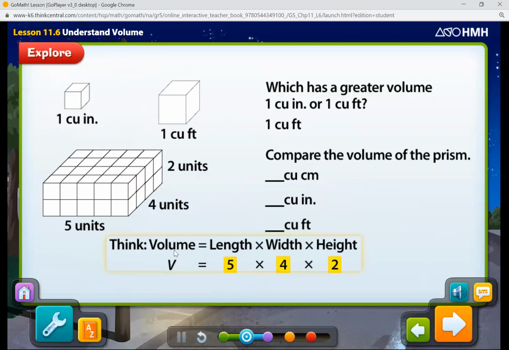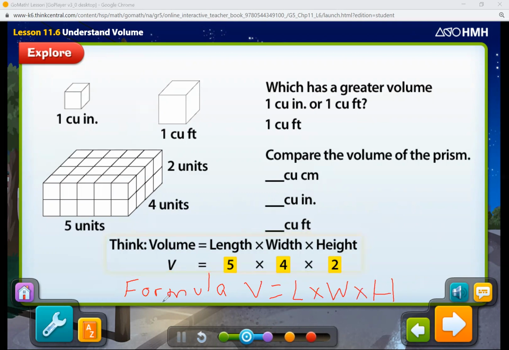So what they have here is when it says V equals 5 times 4 times 2, this right here is the formula. And that might sound familiar to you because when we had our focus offices, I had that little cheat sheet from FSA, and it had the formula for area and it had the formula for volume. And the formula says that volume equals length times width times height.